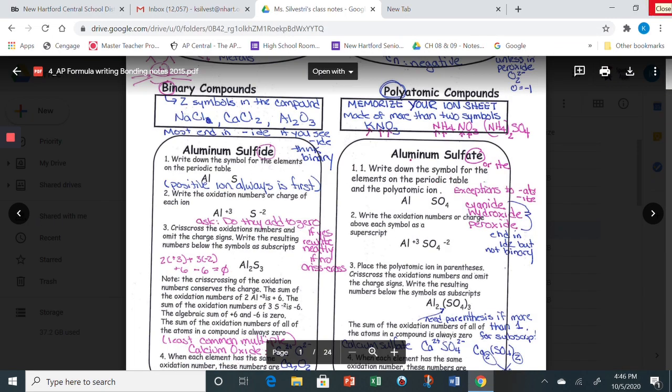Okay. Other side of that page. The other side of the page has to do with polyatomic compounds. This comes from your polyatomic ion sheet.